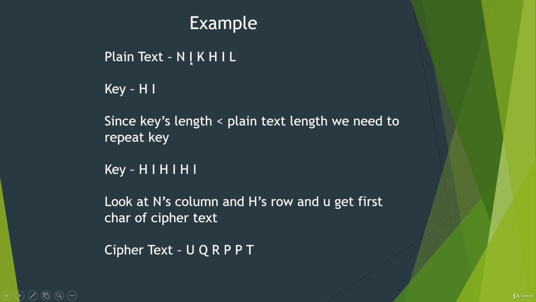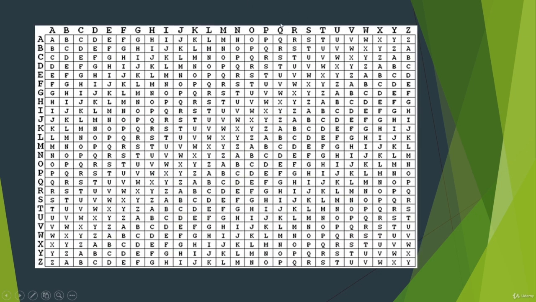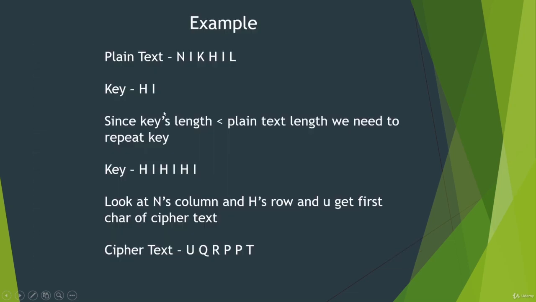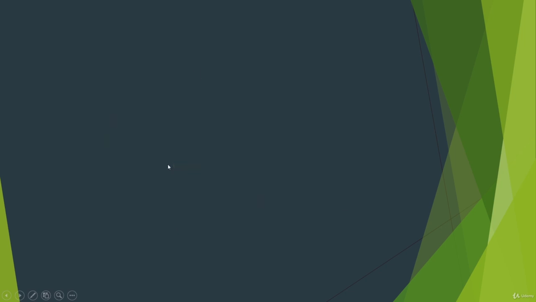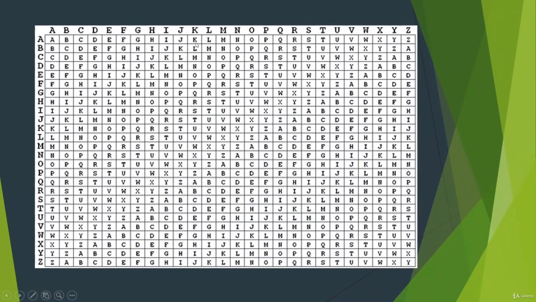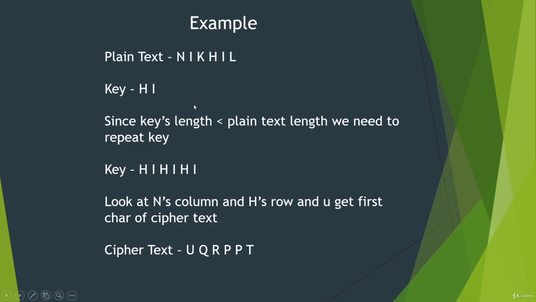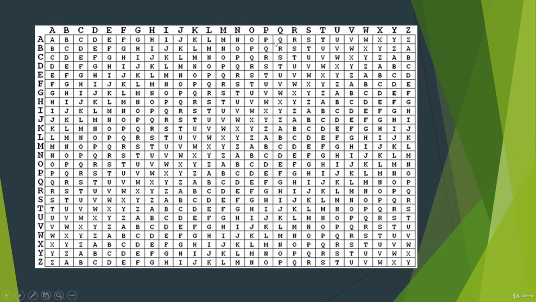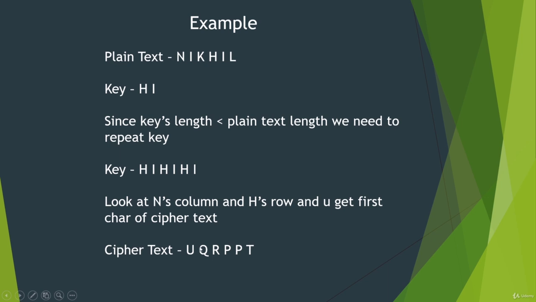In the same way, I column, I row. So where is this I column and I row? It's Q. In the same way, K column and H row, it's R. In the same way, you can find all of these, and let's see the last one, L column, I row, and T. So the ciphertext of the plain text Nikhil is UQRPPT.